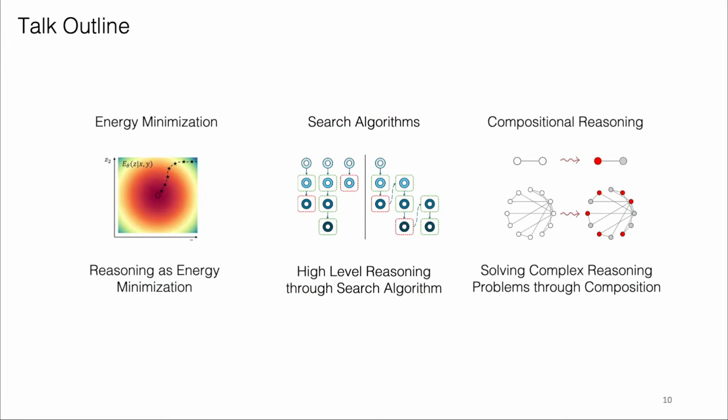OK, so that was a broad intro. Let me know if there's any questions. But essentially, that was the overall motivation. What I'm going to talk about next is, first, how you actually train these energy-based models, including how diffusion models are connected here. And then I'll talk a bit about how we can use these energy-based models for reasoning. Second, I'll talk a bit about how we can do different types of high-level reasoning algorithms for different types of search on top of this energy function. And finally, I'll talk a bit about how we can compose multiple energy functions together to solve more complex problems.